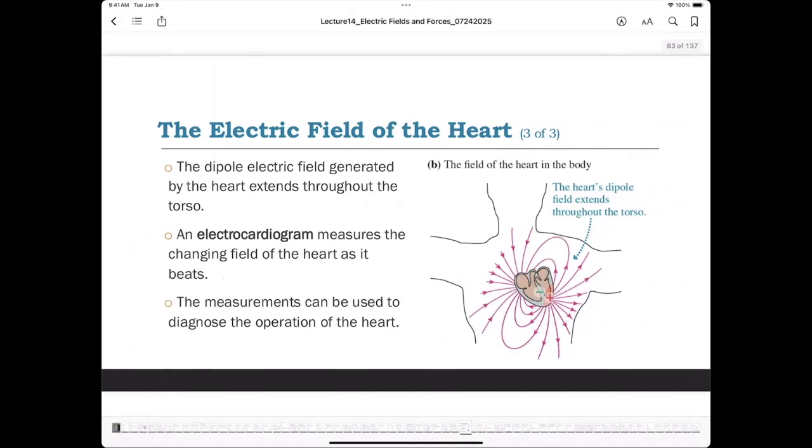An electrocardiogram measures the changing field of the heart as it beats. The measurements can be used to diagnose the operation of the heart. You can see here, this is the field of the heart in the body. The heart's dipole, here is positive, here is negative, extends throughout the torso. And the electrocardiogram measures the changing field of the heart as it beats. The measurements can be used to diagnose the operation of the heart.